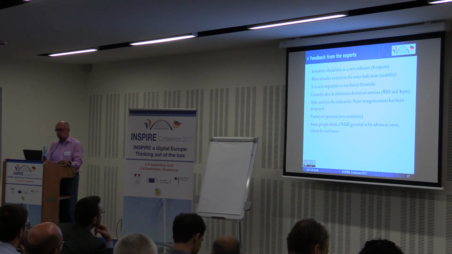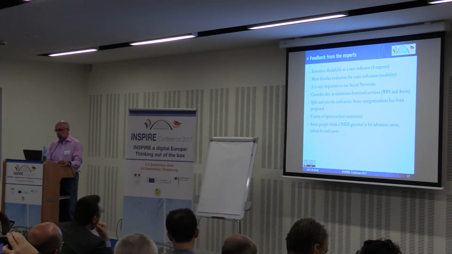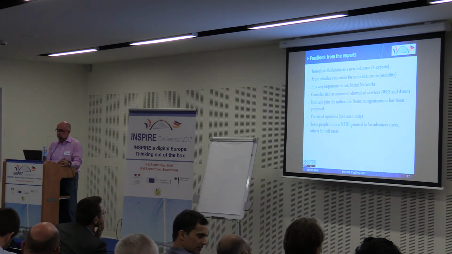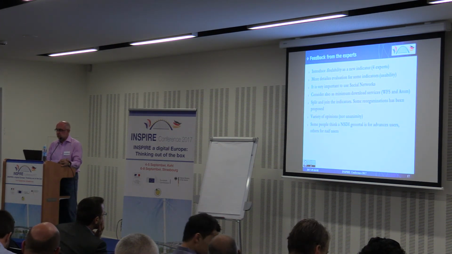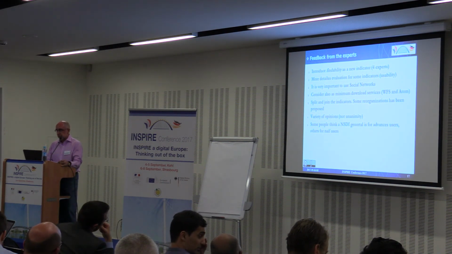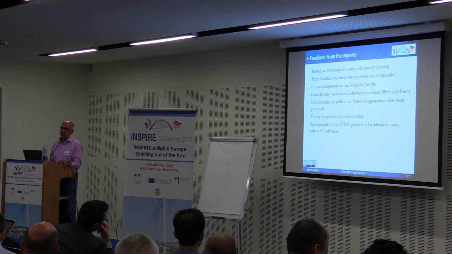For example, introduce findability as a new indicator, as mentioned by 4 experts. Also, a more detailed evaluation for some indicators of usability has been demanded. It is very important to use social networks. Consider also, as part of the minimum set of services, download services, WFS and Atom. Split and join some indicators. Some reorganization has been proposed. I think there are several indicators we have used regarding very similar aspects.